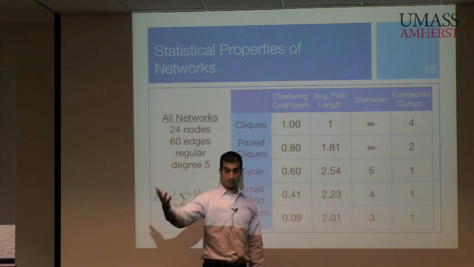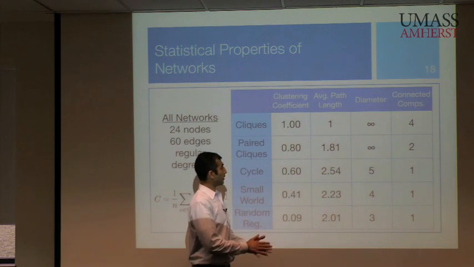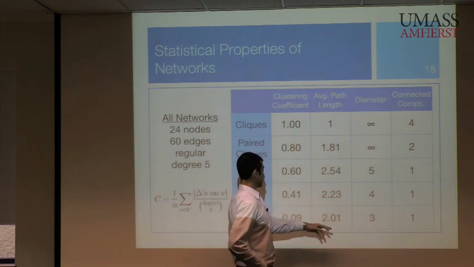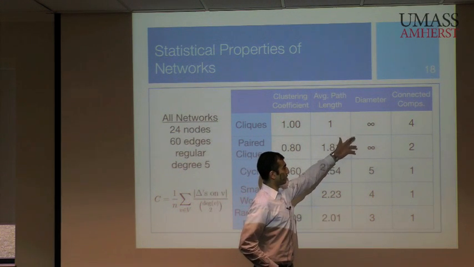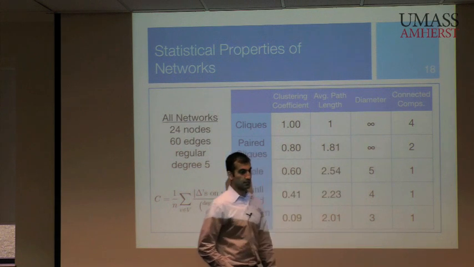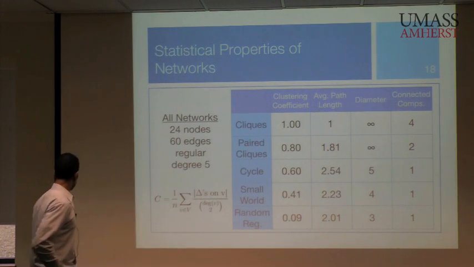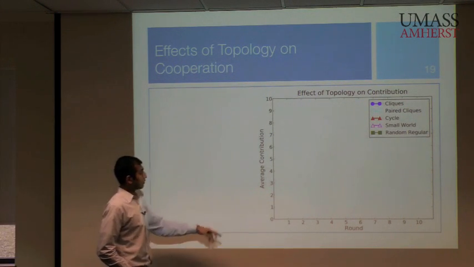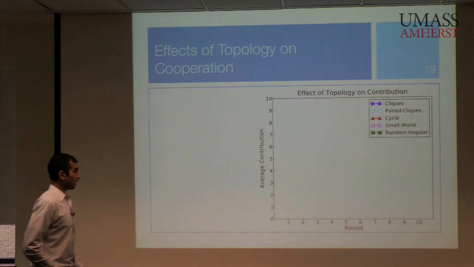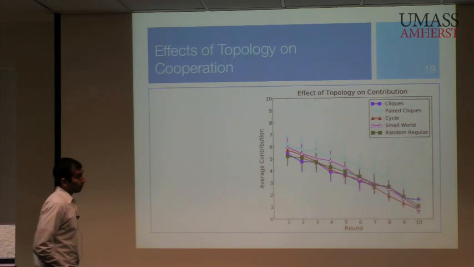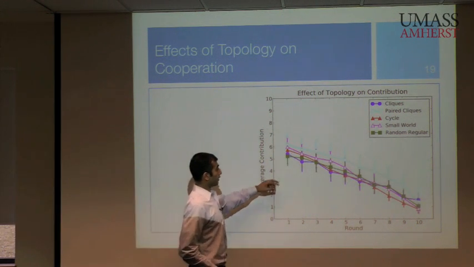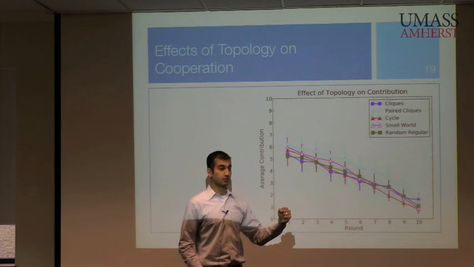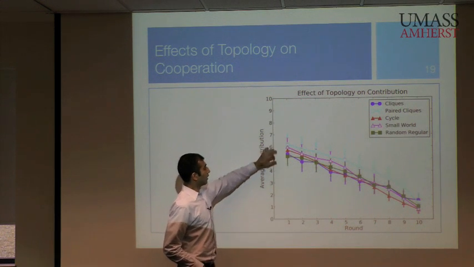And Matt was saying that the random regular graph has smaller diameter. Well, it's kind of infinite in the cliques case, and it does actually go down. But yeah. Okay, so here's what happened. Again, on the x-axis I have round, on the y-axis I have average contribution level. And what happened is, you might think, when you first look at this, the paired cliques had the highest contribution levels. And the answer is no, not really.